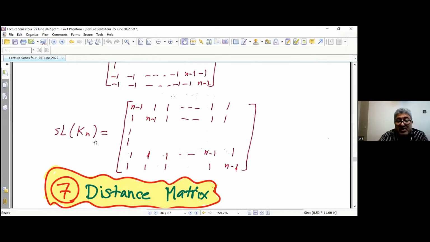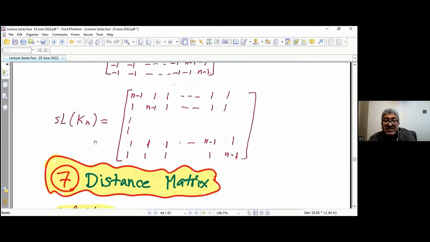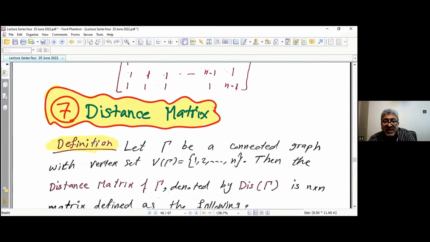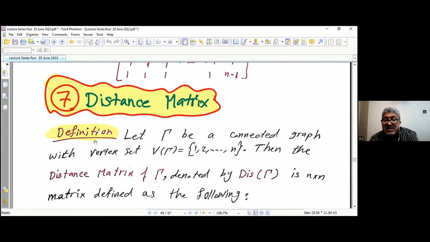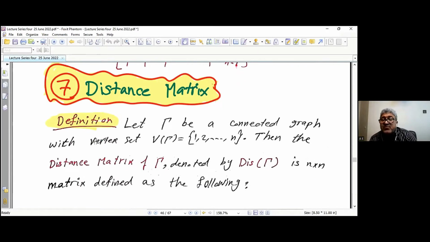Now, the number 7 matrix associated to a graph is the distance matrix. The distance matrix is defined as follows.